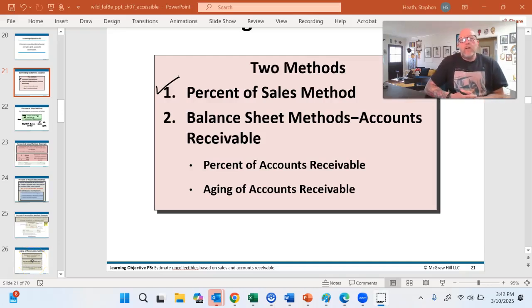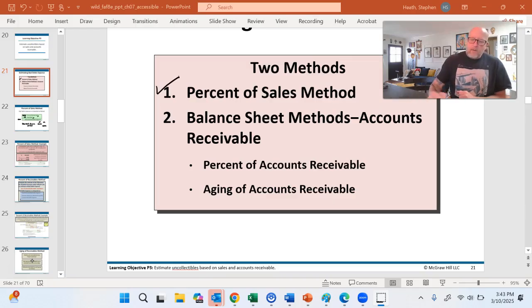Okay, in this video, I am going to go over the balance sheet methods, accounts receivable, and I'm going to talk about the percent of accounts receivable and then aging of accounts receivable. Once we talk about percent of accounts receivable, the aging part's actually pretty straightforward. And again, these two balance sheet approaches are a way for us to estimate the bad debt expense in a particular period, right? Percent of sales is one approach, and then these two are the next couple of approaches.